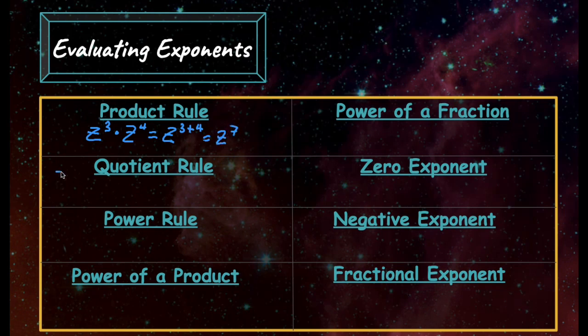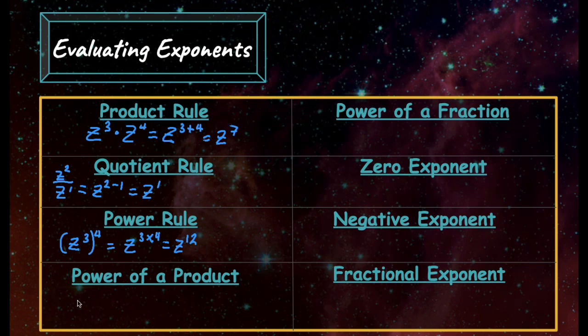The quotient rule tells us that if we have the same base, we have to subtract the exponents. So if we had z squared over z to the power of 1, we would have to do z to the power of 2 minus 1, which would be z to the power of 1. The power rule tells us that if we have z to the power of 3 raised to the power of 4, then we will have to multiply the two exponents together. And this will be z to the power of 3 times 4, which will be z to the power of 12.